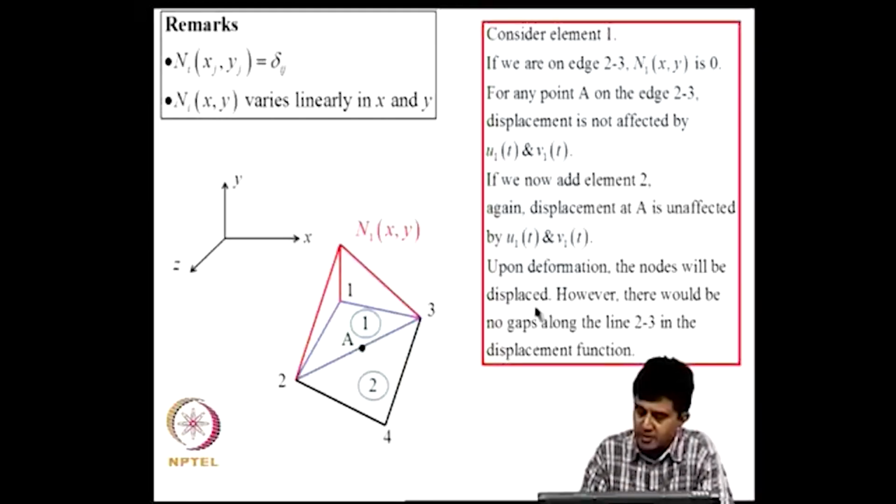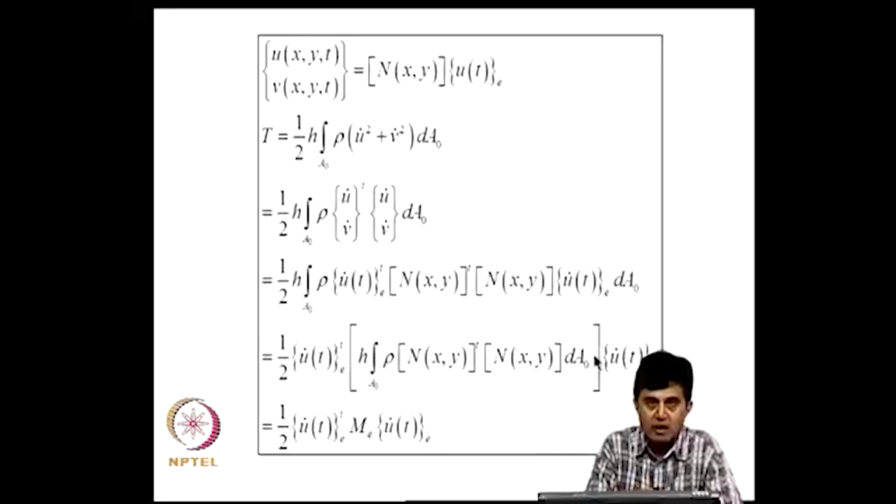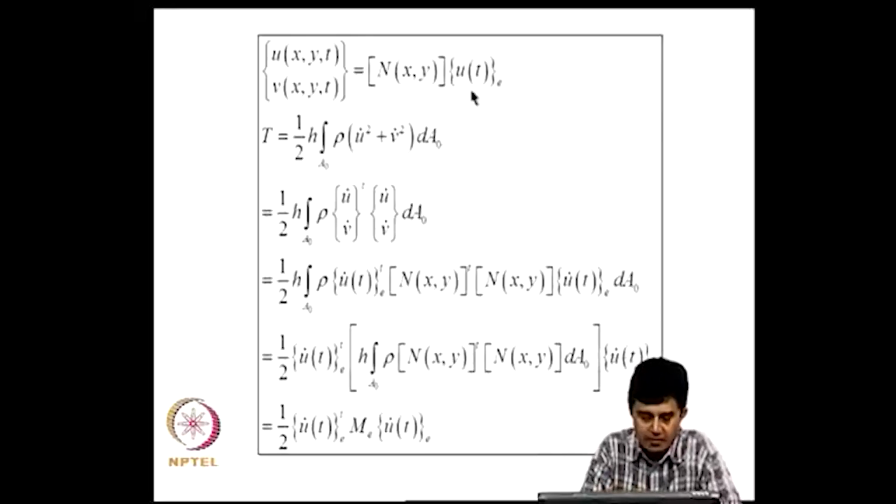Upon deformation, all 4 nodes will get displaced, but notwithstanding that, there would be no gaps along the line 2 3 in the displacement function. We have now got the displacement field in terms of nodal degrees of freedom. Now, let us look at energies.